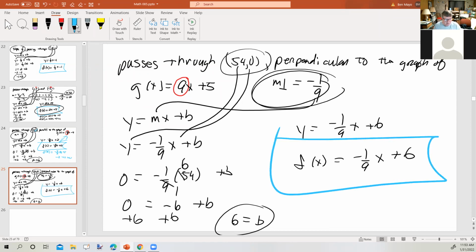Parallel lines have the same slope. Perpendicular lines have slopes that are negative reciprocals. So you take the slope of the original, you change the sign, and you do the reciprocal to get the slope of the perpendicular line.